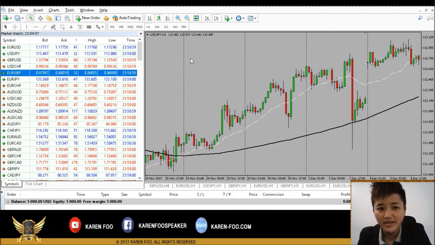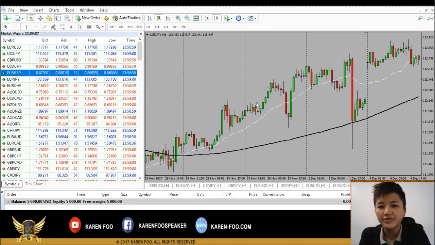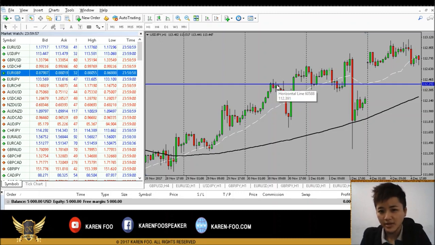Then a lot of people ask, Karen, can I make a short sell over here? The answer is no, because when you short sell over here, you are trading against the trend. Remember rule number 1, never ever trade against the trend. When you're selling here, look at where 100 SMA is going. It is sloping upwards and the candlesticks are all above 100 SMA. So when you are selling here, you're trading against the trend.